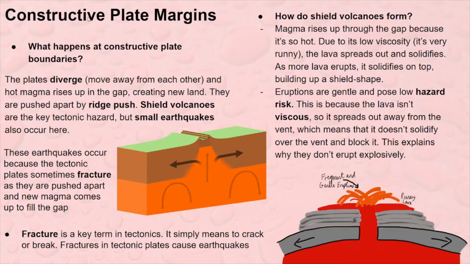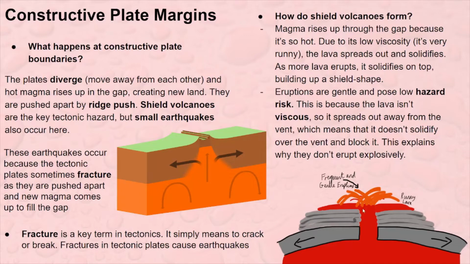Constructive or divergent plate margins: the two plates are moving apart, so we get shield volcanoes and small earthquakes. Earthquakes occur when the plates are moving apart. They can sometimes fracture, and this is a key term. It means to crack or break. So as they are pushed apart, they can sometimes crack or break. But shield volcanoes are the main tectonic feature here.